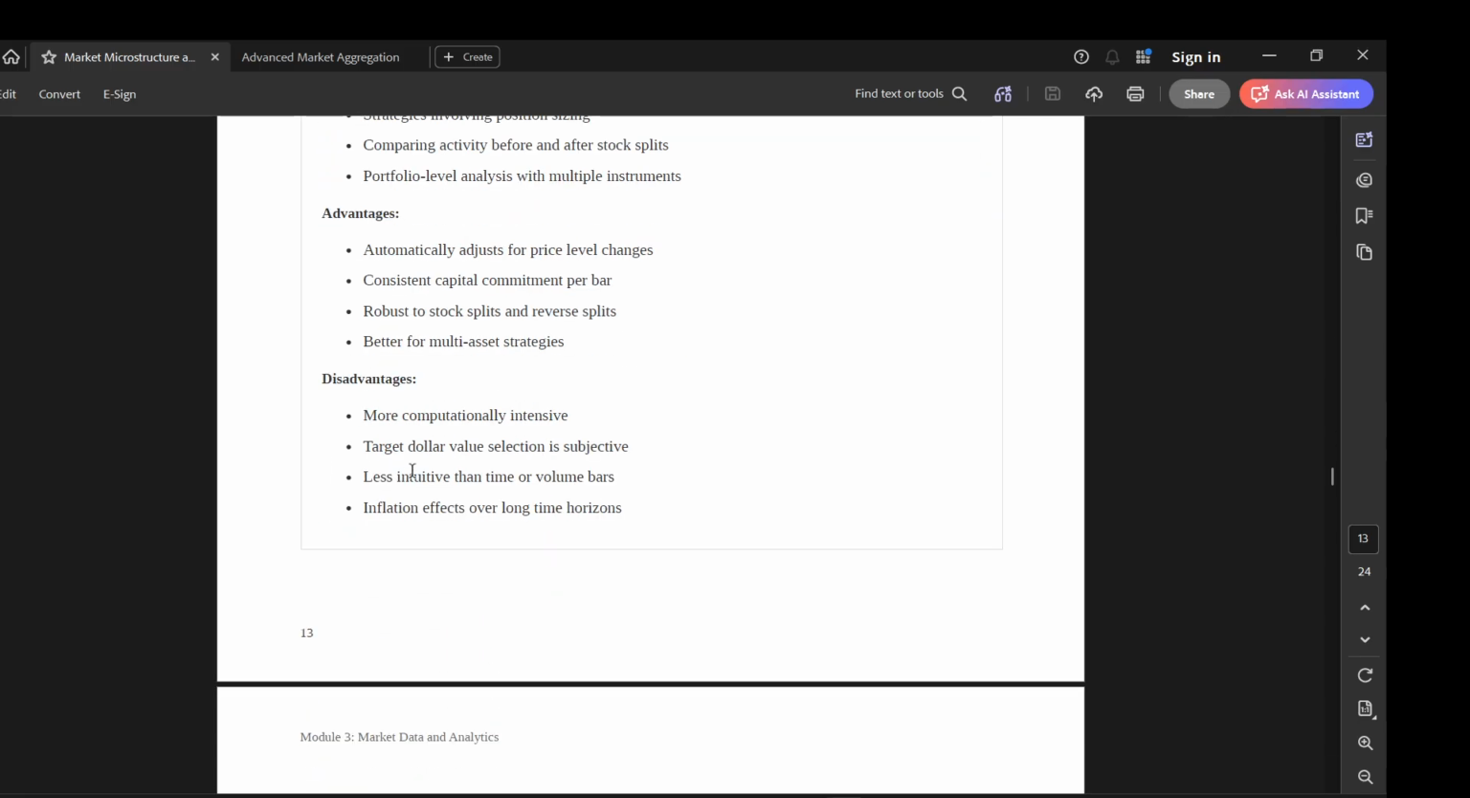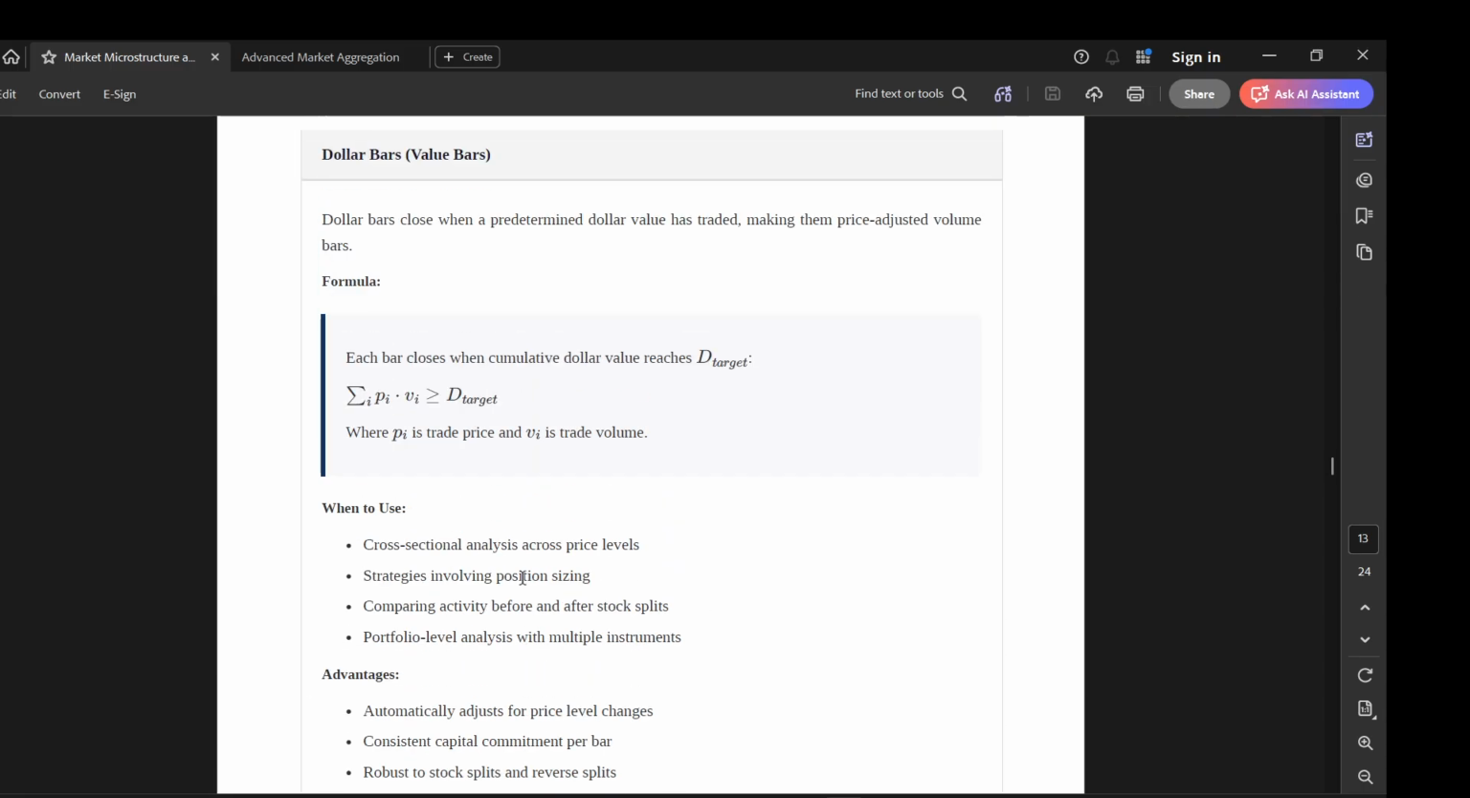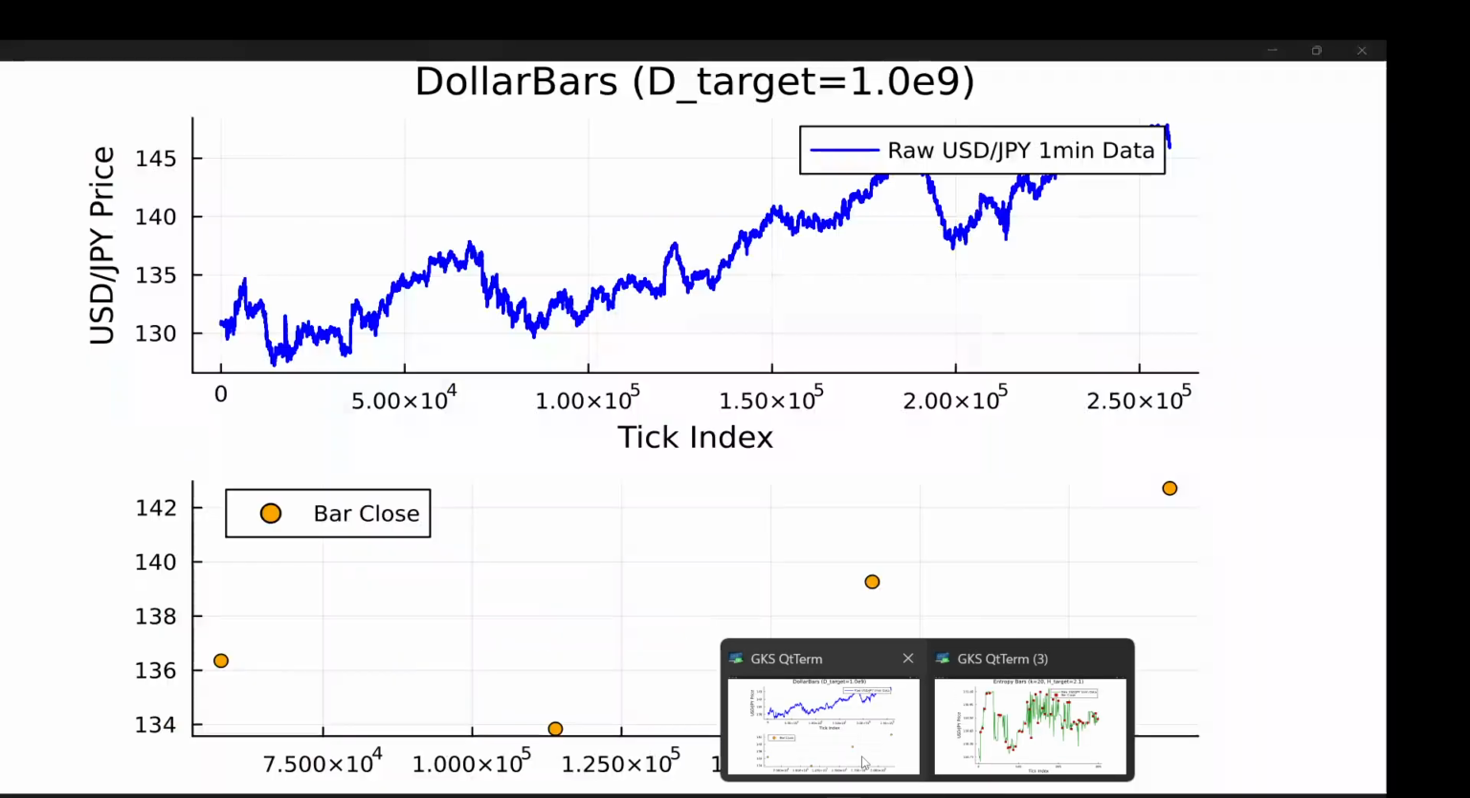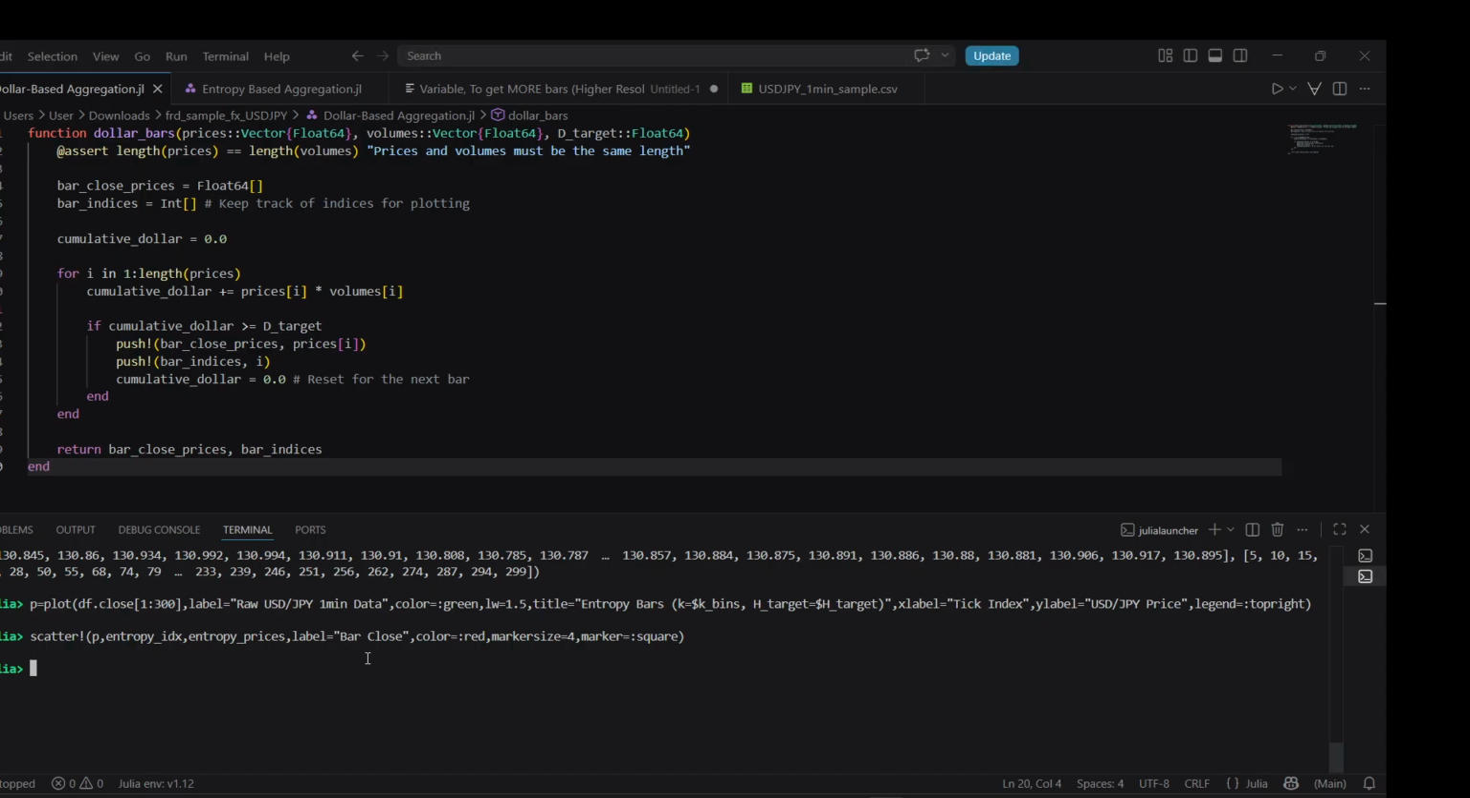Another disadvantage is that it is less intuitive than time or volume bars. Yes, it is more sophisticated and fancy than most market aggregation methods. Thus, it makes it less intuitive than the typical aggregation methods. Inflation effects over long time horizons. Yes, everybody knows why this is the case. I'm not going to give you an introduction to economics 101. I assume you already know that. Now, let's take a look at what a dollar-based aggregation looks like.